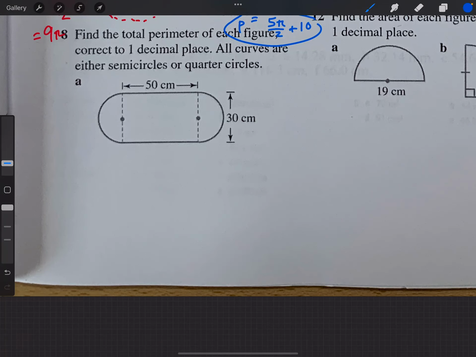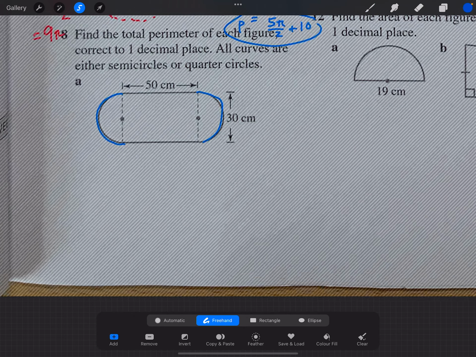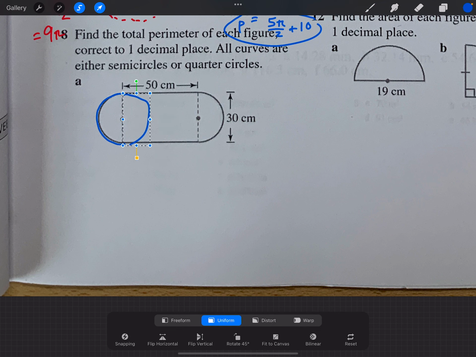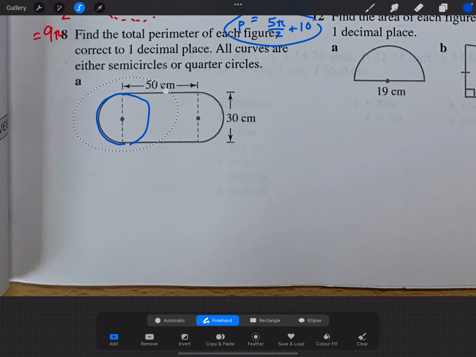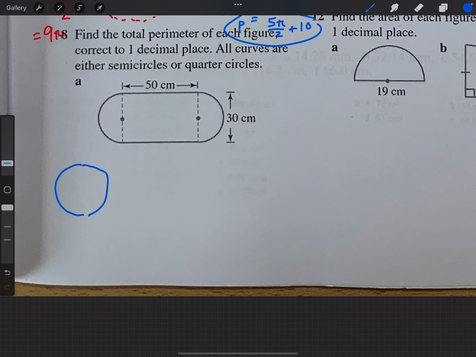Question 8. Find the total perimeter of each figure. To find the perimeter of this, you see how this is half a circle and this is half a circle. If I take this and I combine it with this, I get a full circle, right? So what I'm going to do is take that full circle and add it with this and this. So that means we just find the circumference of this full circle.